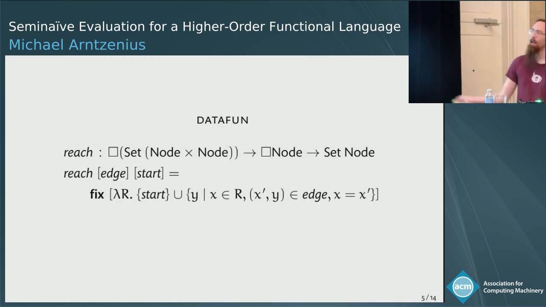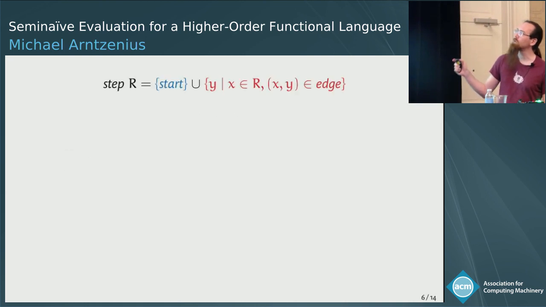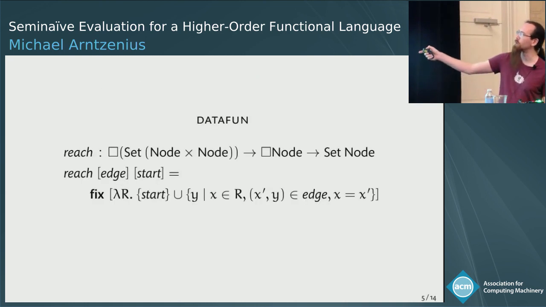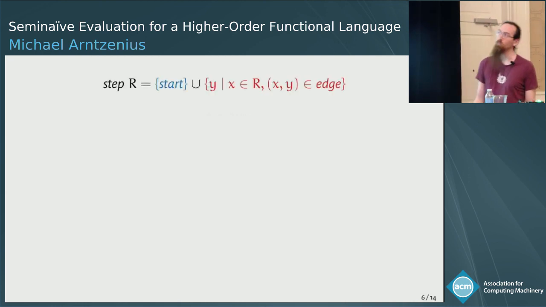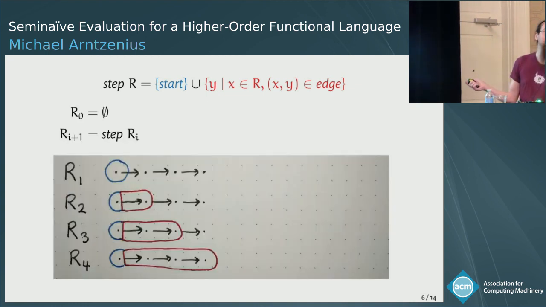But how exactly does it run? How do we compute this fixed point? I said we were going to get to that. Well, let's take a closer look at this function that we're taking the fixed point of. It looks like this. And one way to find its fixed point is just to iterate it. We start with the empty set, and we repeatedly apply the step function.